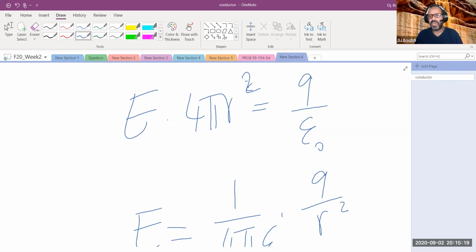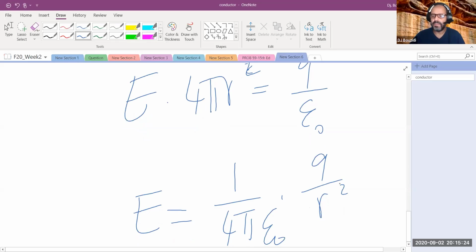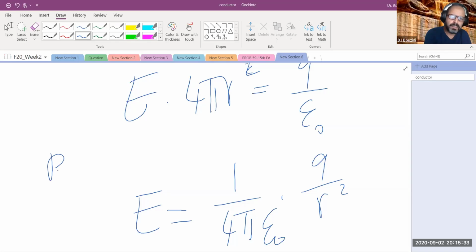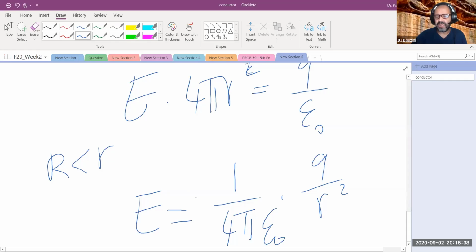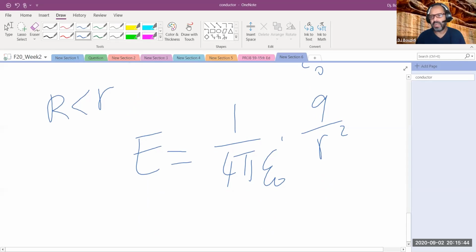This looks like that of a point charge. That's exactly what the point charge field was, except that was a point charge, and this is actually a solid sphere of radius big R, where big R is less than little r. So as long as we are outside the sphere, this looks just like a point charge. Historically, this was the first problem encountered in calculus, actually. And this was Newton, when he discovered his universal law of attraction.